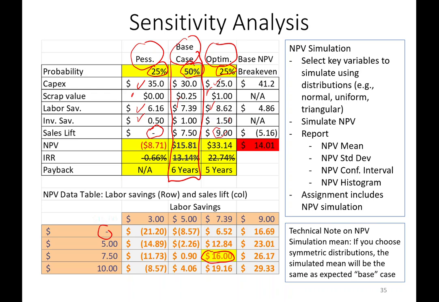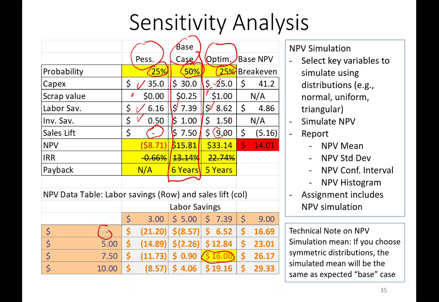Lastly, what you can do is a simulation. For a simulation, what you might want to do is select several key variables, say sales lift or cost or OPEX. Choose which distribution, and the ones we can use right now are normal, uniform, and triangular, because those are the ones we've been working with. And then we'd run, say, 10,000 iterations of random variables for those, and then have 10,000 possible NPVs.